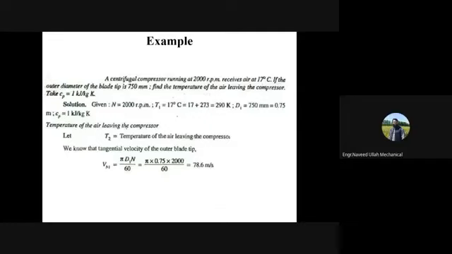A centrifugal compressor running at 2000 rpm receives air at 17 degrees C. So your T1 is given, and you can convert it to Kelvin. If the outer diameter of the blade is 750 millimeter, so 0.75 meter is the outer diameter D1, find the temperature of air leaving the compressor. We need to find T2, the temperature of the air leaving the compressor. Take Cp equal to 1 kilojoule per kilogram Kelvin.